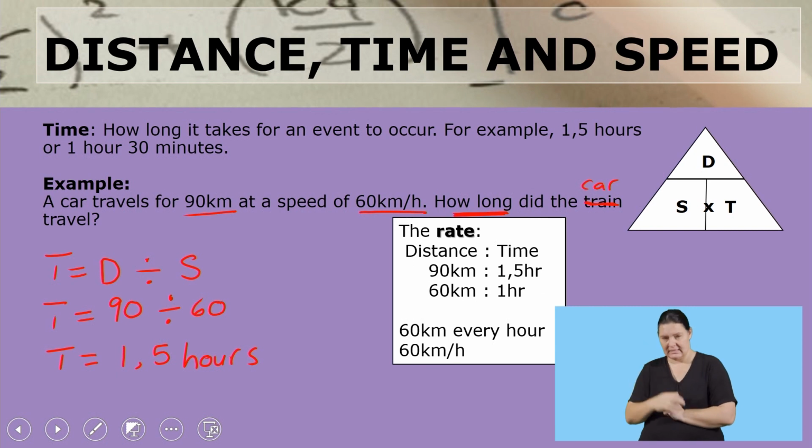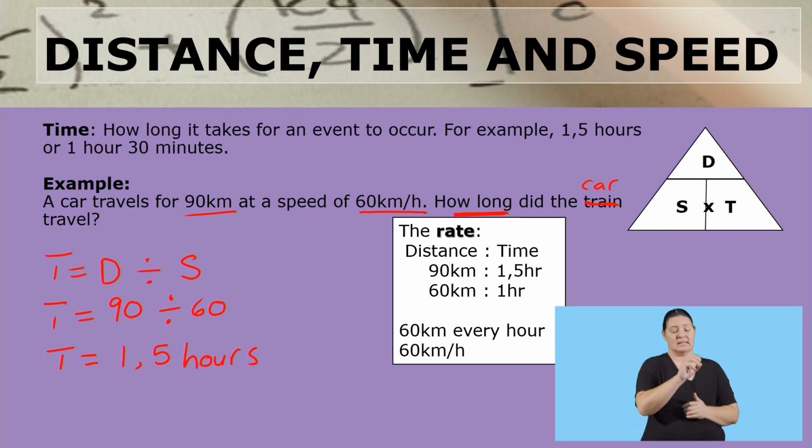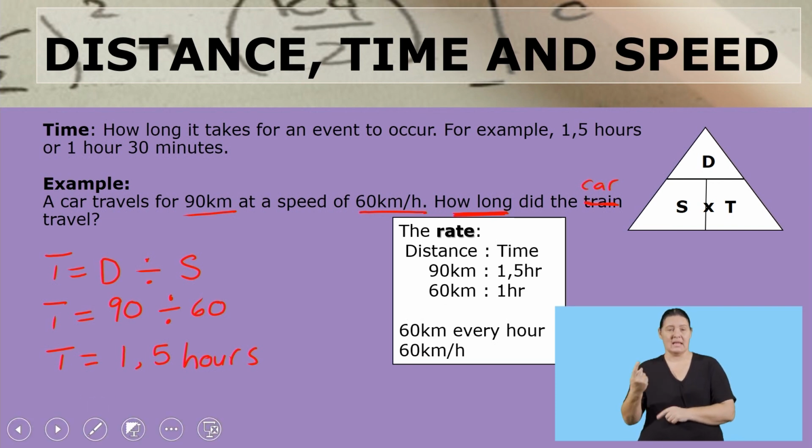When we look at the rate, again, we are comparing distance to time. That is 90 kilometers in 1.5 hours. But then when we simplify that rate, that is going to be 60 kilometers is to 1 hour. That is 60 kilometers every hour, or 60 kilometers per hour.